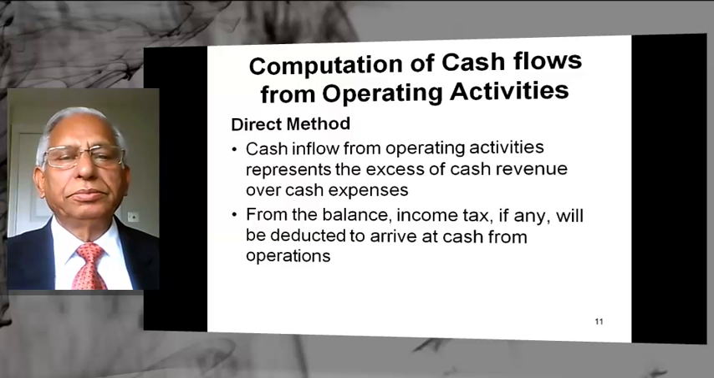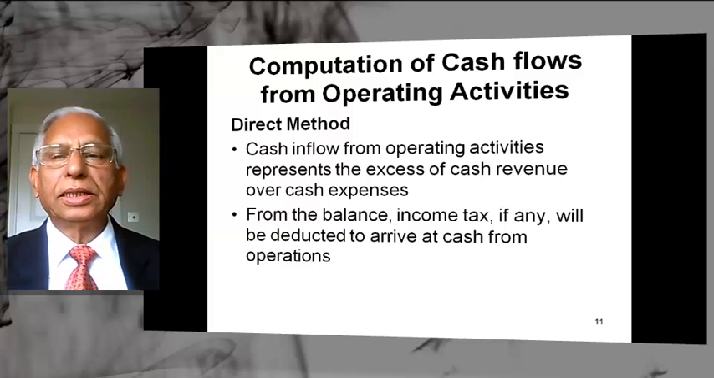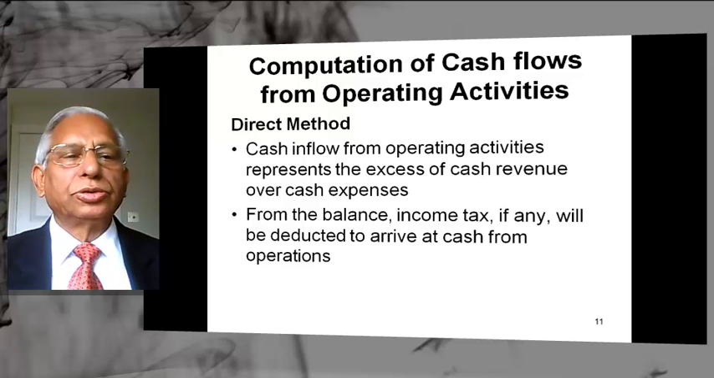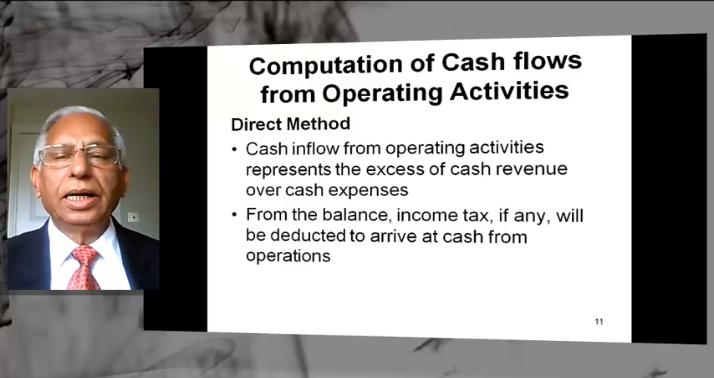It is based on the items given in Exhibit 1. So number 1 under a direct method is cash inflow from operating activities. This represents the excess of cash revenue over cash expenses as we detailed in Exhibit 1, just I showed to you. Now from the balance item, income tax if any will be deducted to arrive at cash from operations. This is again the explanation of Exhibit 1.